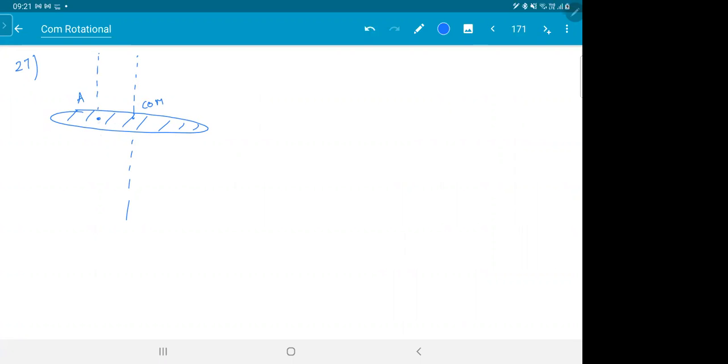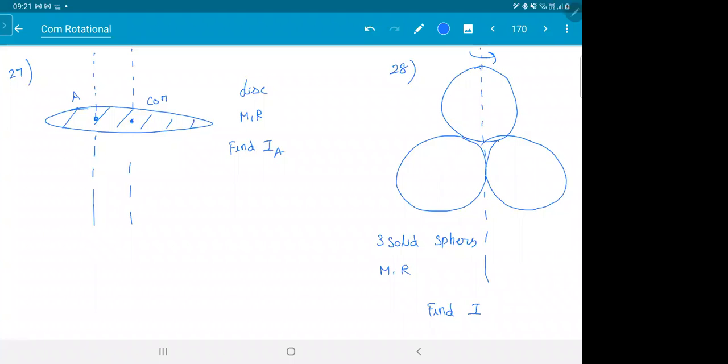This distance is how much? Arey, I didn't give the distance, right? No one asked me also. What are you guys doing? R by 4. Without that, how are you solving? Solve. I'll give you a minute now.